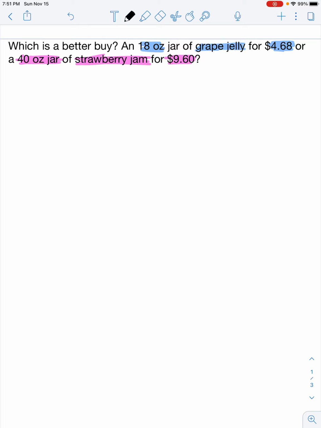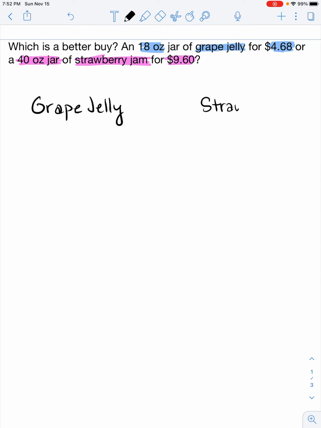Now, here's the thing that you have to be mindful of. And there's a reason that I highlighted the grape jelly and the strawberry jam. Normally it doesn't matter, okay? But here we are talking about two different rates or two different prices, right? And so we have to have two different proportions or two different ratio tables, because you cannot set up a proportion with different ratios. You cannot set up a ratio table with different ratios. The whole idea is that they are equivalent ratios. So here's our strawberry jam.